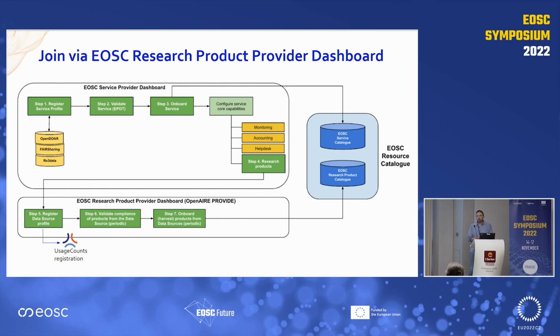So how to do it? And how to find instructions following the path that George and Andreas have already described. Once you register and onboard a data source, you will land in OpenAIRE Provide, and from there, since you are the owner of the data source, you can find all the instructions and the elements that are needed to onboard the data source into this accounting for research products mechanism.